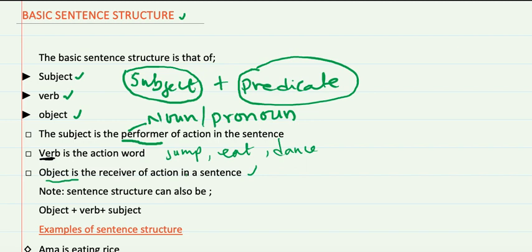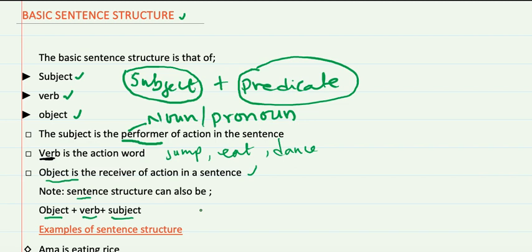So the one that receives the action is the object. So the noun will be performing an action. Another noun will be receiving the action being performed by the subject. And that one is the object of the sentence. So we should note that the sentence structure can also be object plus verb plus subject. So the object can also start a sentence, but when it starts a sentence, it's still a noun. This is the simplest form of sentence.